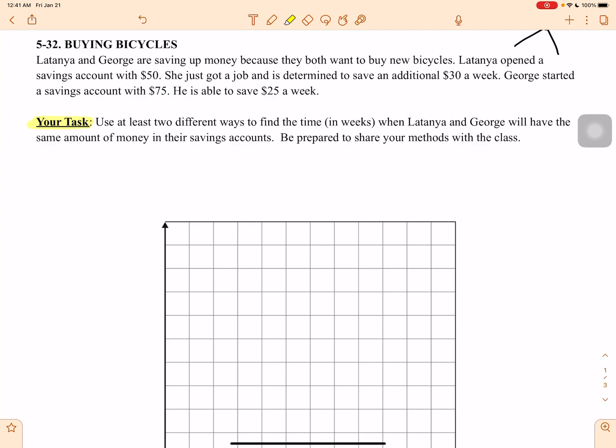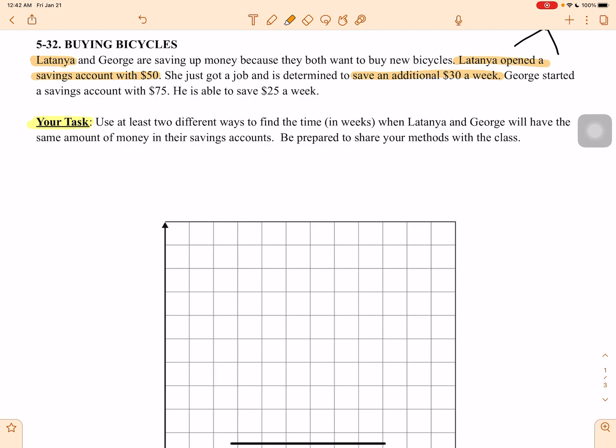Okay. So we need to figure out when they would have saved up the same amount of money. So let's look at Latanya. I'm going to make her orange. Okay. So Latanya opened a savings account with $50. Whenever you open up a savings account, you usually have to put some money into it right then. She just got a job and is determined to save an additional $30 a week.